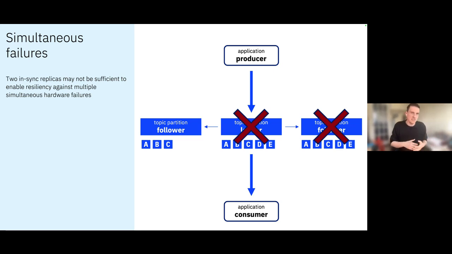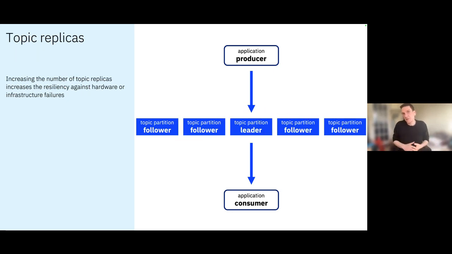So how do you remain resilient in the face of multiple simultaneous hardware failures? The answer is more replicas, more backup copies. So what you're seeing here is a topic that has 5 replicas being maintained. The reason you might do this is because you want to be resilient against losing 2 copies.